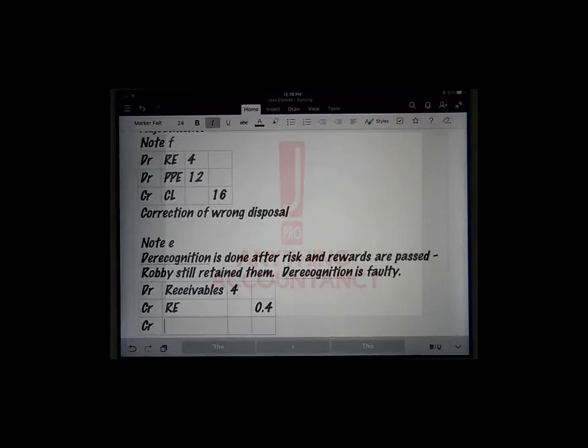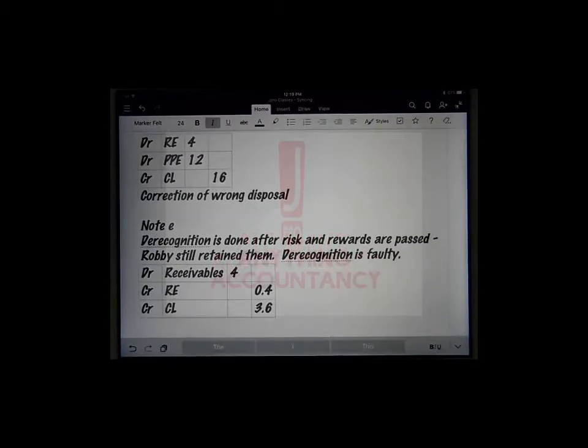Credit where? CL, current liability. Okay, you all having a hard time doing reversal. Are you clear? Anybody gives you short-term money, it's current liability. It doesn't matter how they gave it to you. Can you remember this? Anybody gives you short-term money, current liability. They give you short-term money, you must pay them back.